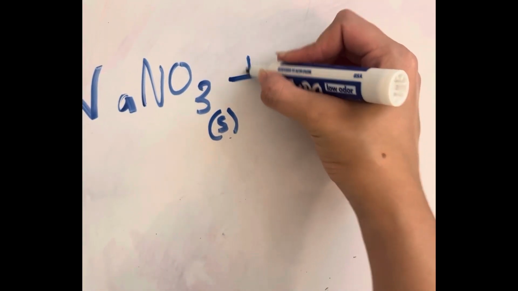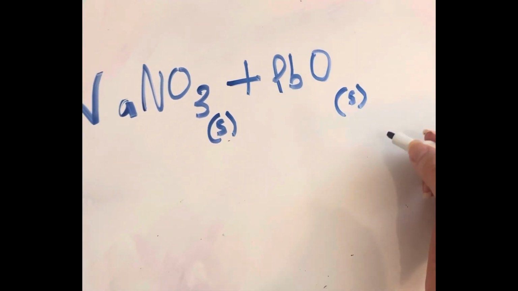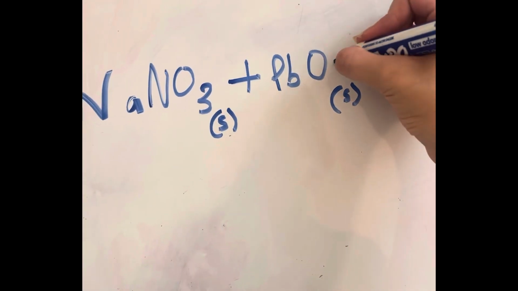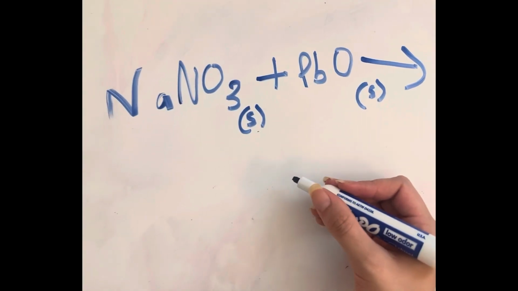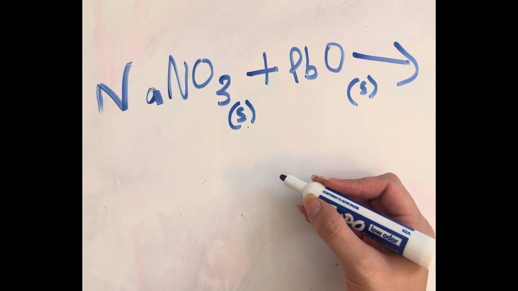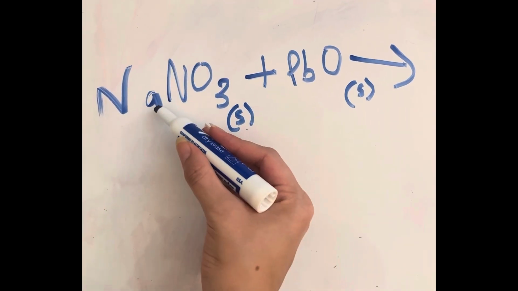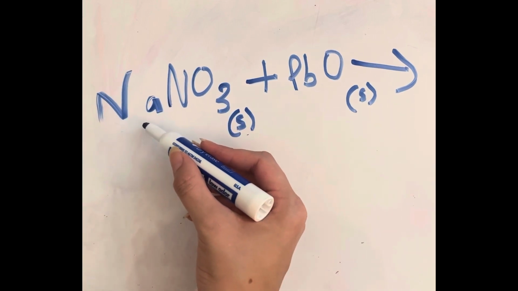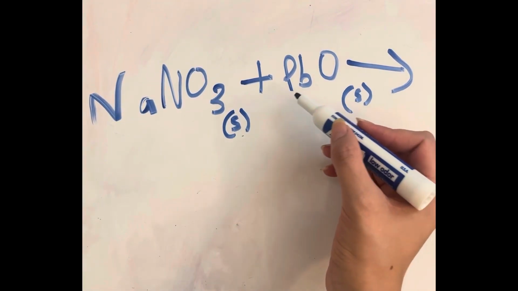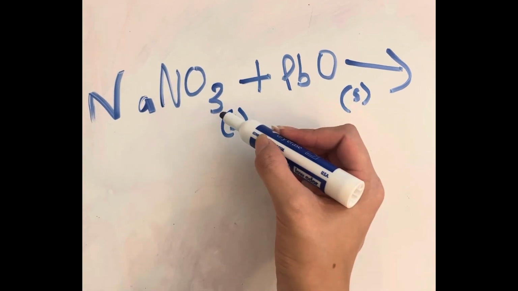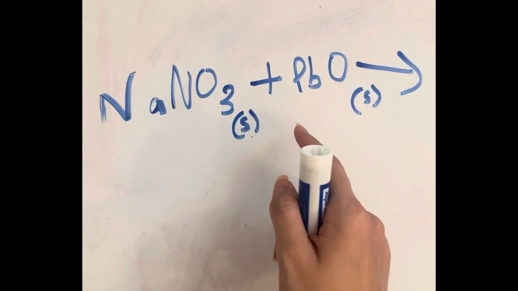And just to add it to PbO, which I'm going to just say is a solid to make this problem a little bit easier. And then we're going to make that arrow to show where our reactants are going to be. So this is a double replacement reaction, which, again, you might not know, but it just means that it's going to switch. Like, instead of Na being combined with NO3, it'd be Na and then O, and then NO3 is going to be combined with Pb. Like it's going to switch. You know what I'm saying?